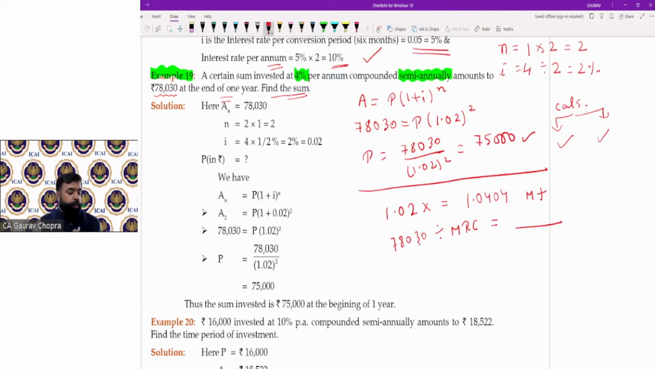So I have to put M plus first. I have done M plus. Now the number 1.0404 is in the memory of the calculator. The next step is to divide 78,030 by this number. So 78030 divided by MRC and then press equal to. Answer will be on your screen. In this way, you can easily get your result on the calculator. There is nothing which we have to write.